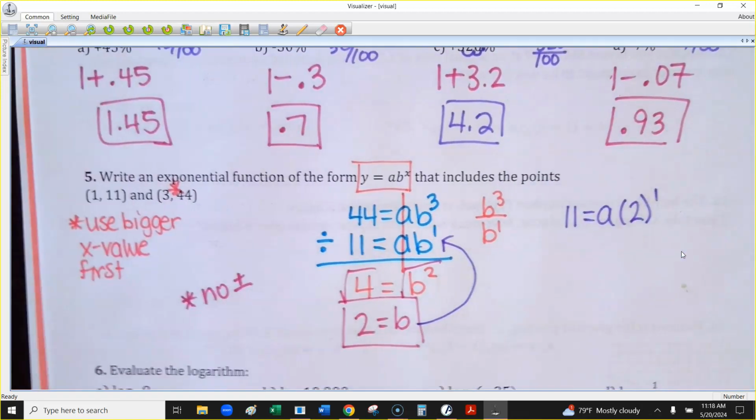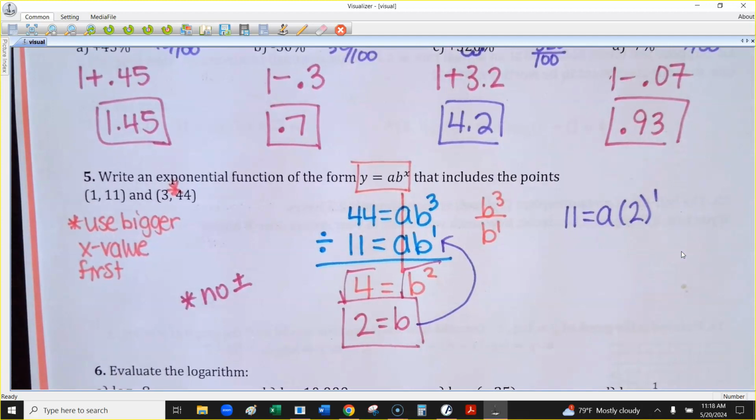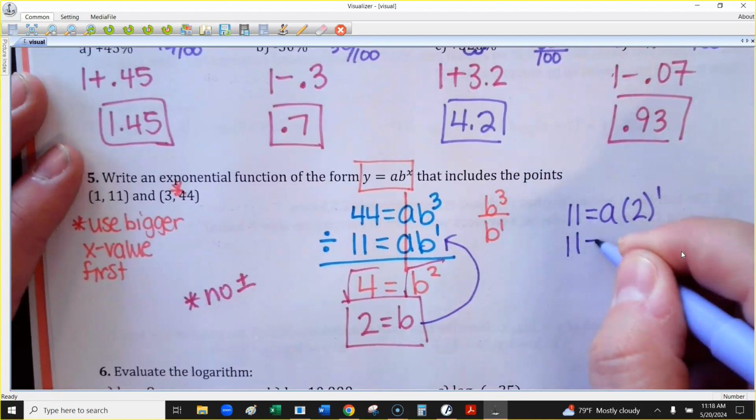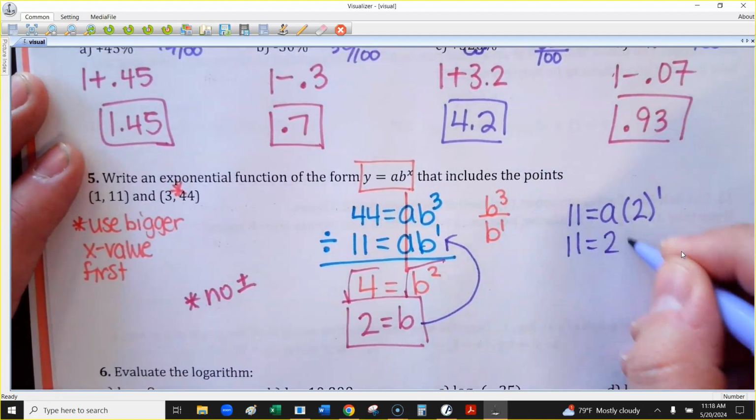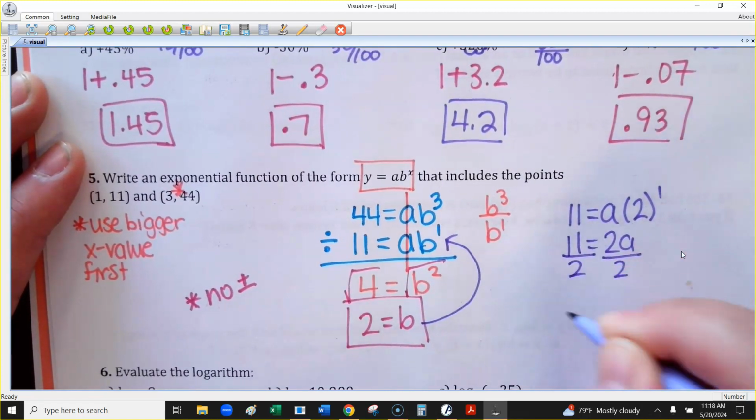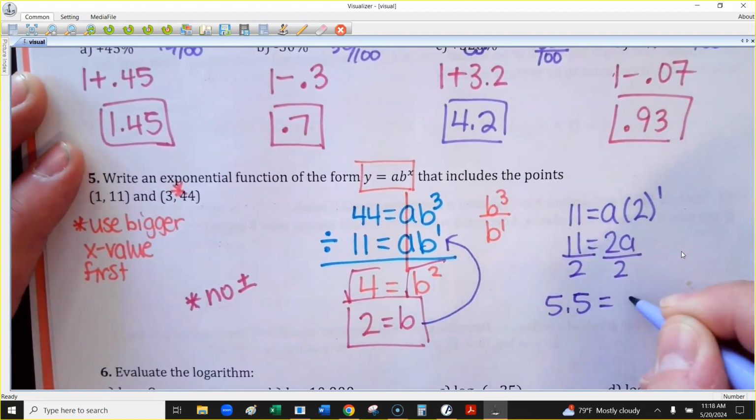I figured out b from doing that system right there. So this would actually just be 11, 2 to the first is just 2. So 11 is equal to 2a. And this is not the greatest number ever, but a is going to be 5.5.